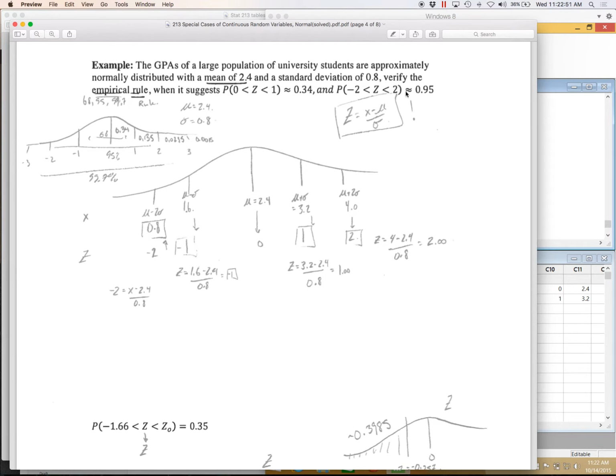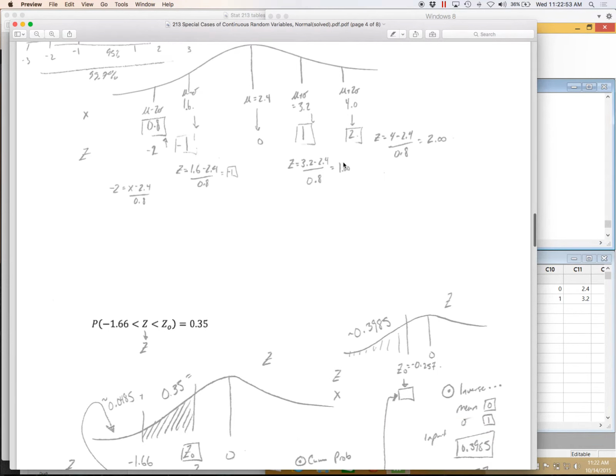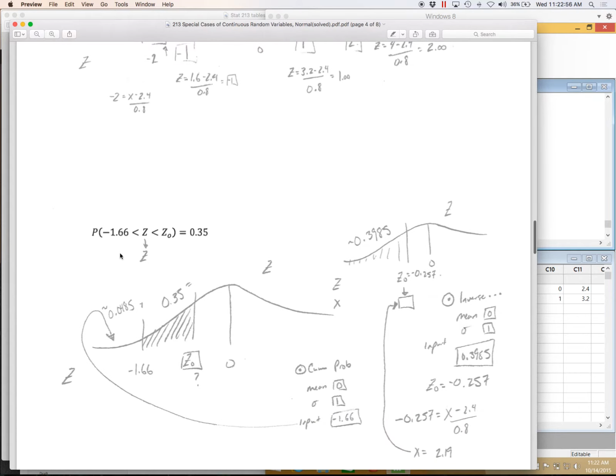You can do a similar exercise to show this, but let's go to something a little bit more interesting. Let's talk about some notation. This statement is saying that in between the value -1.66 and some unknown value that I'm calling Z0, the area of that is 0.35. Let me draw this in pictures. This is hard to understand, so I need to draw it in pictures. It's saying the area between -1.66 and this value, which apparently is called Z0, is 34%. I want to find out what this value is. That's the thing that's unknown.